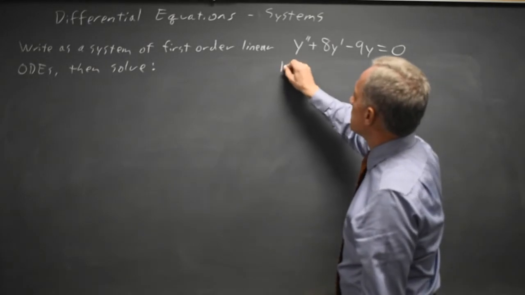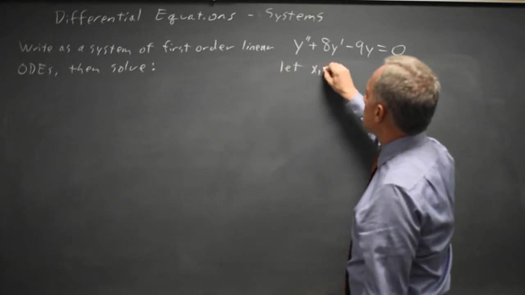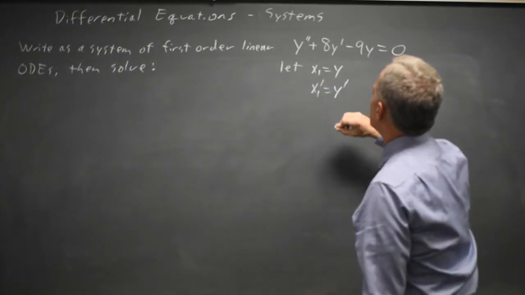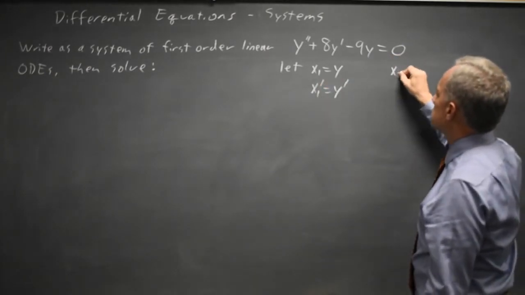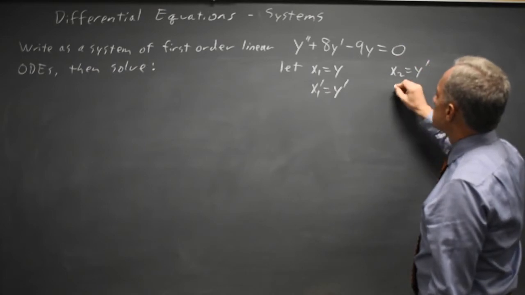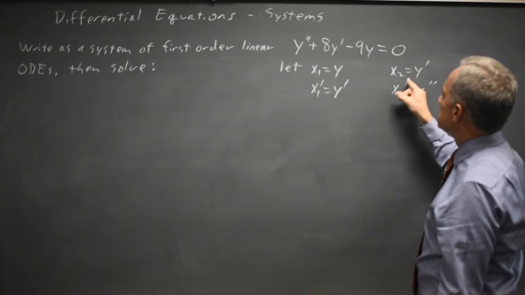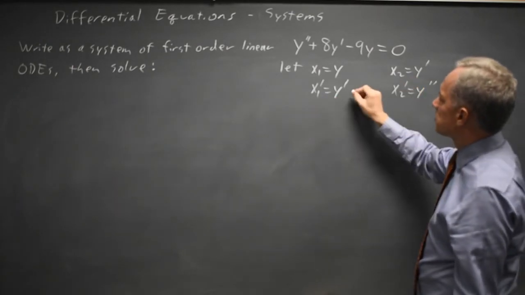I'm going to do that by saying let x1 equal y. So x1 prime equals y prime. I'm also going to let x2 equal y prime. So x2 prime equals y double prime. And since x2 is y prime, that's x1 prime.